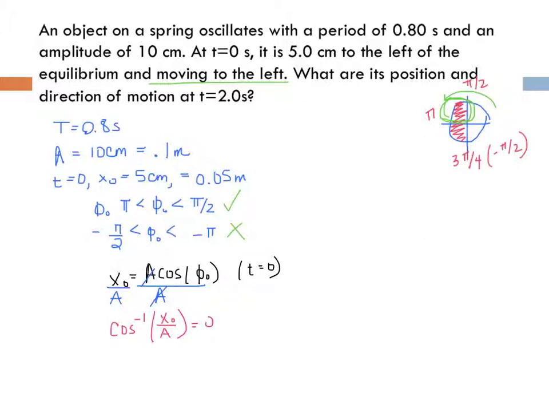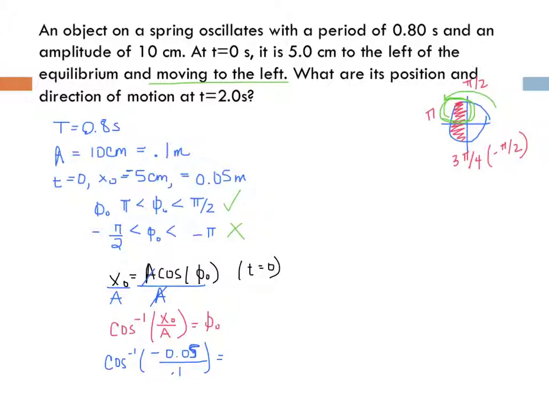To give us phi naught. Again, we know all these values, so I can substitute them in. So this is cosine inverse of x naught. It did tell us again we are to the left of equilibrium, so really I should have put a negative over here. So it's a negative 0.05 meters over 0.1 meters. In this case, it wasn't absolutely necessary to change the units. They would have canceled out either way.